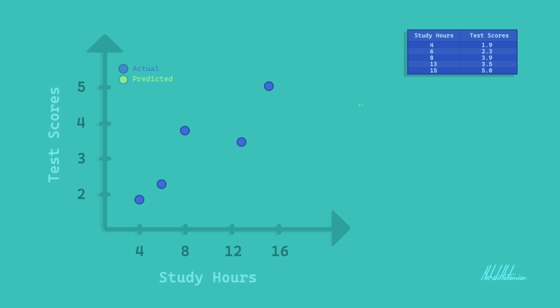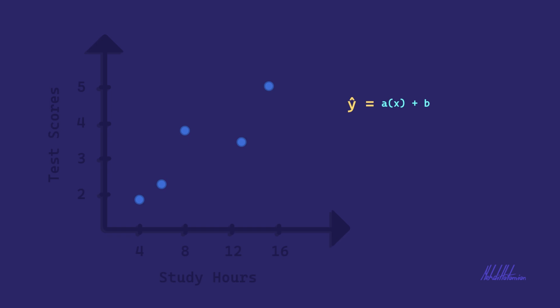The formula for the line of best fit is given. Here, y hat represents the predicted value, a is the slope, b is the intercept, and x is our input variable, that is study hours in this case.